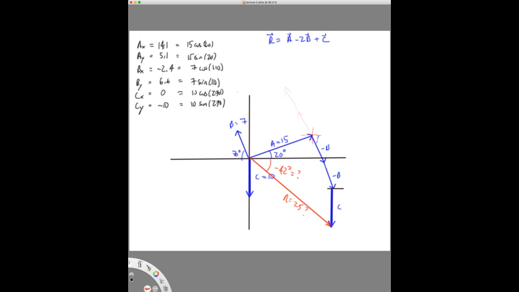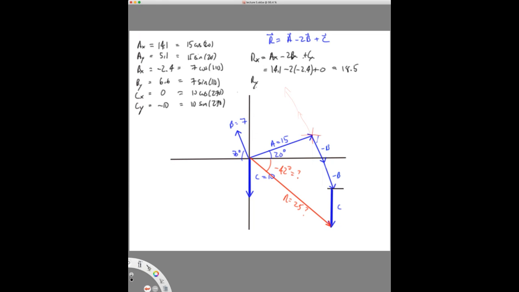Once we have that information, we are able to find Rx, which is AX minus 2BX plus CX. And that's going to be 14.1 minus 2 times minus 2.4, and then plus 0. So that looks like, I'd say, 18.5. You should check me on that. 4.8. I think that's 18.5.